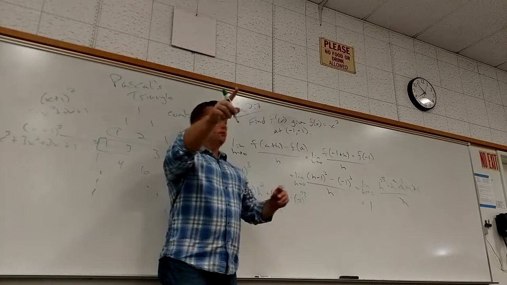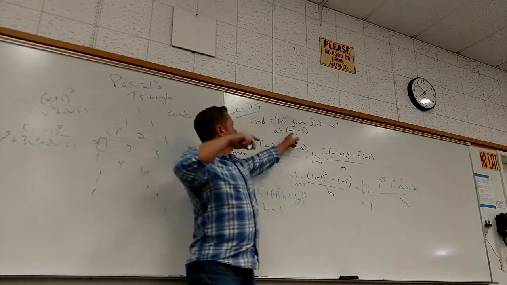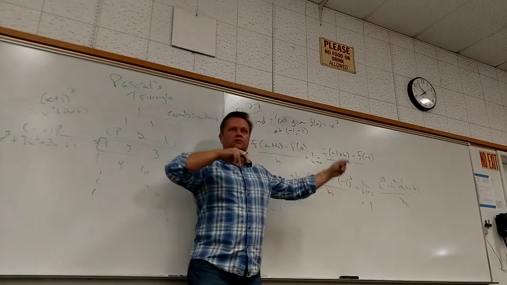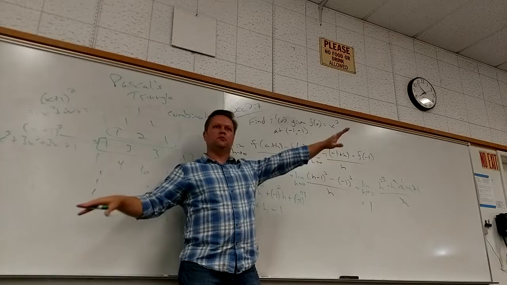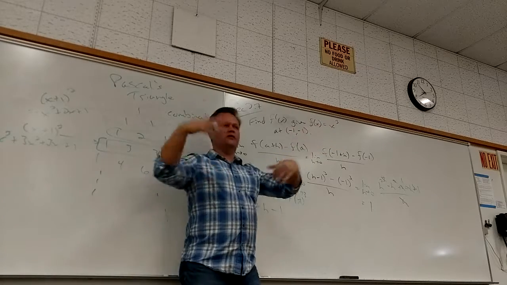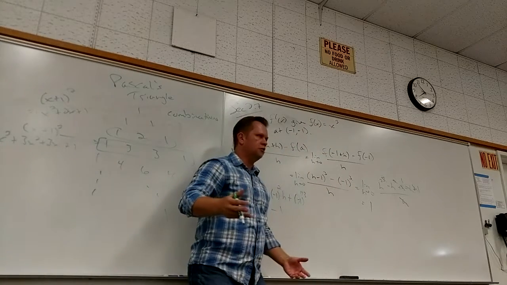Slope at that number. The slope at this point of this function is 1. Slope of the tangent line at that point is 1. I love it. And then I can ask you to find the equation like we just did. So pretty cool with that?